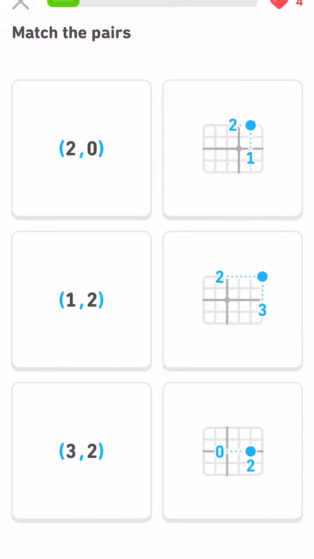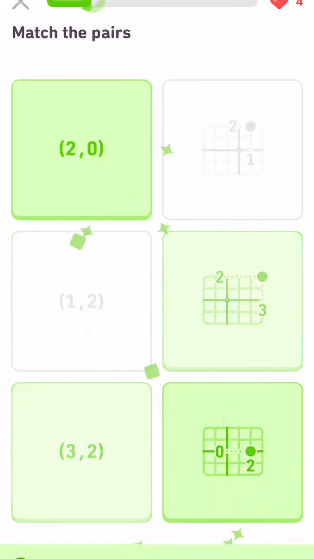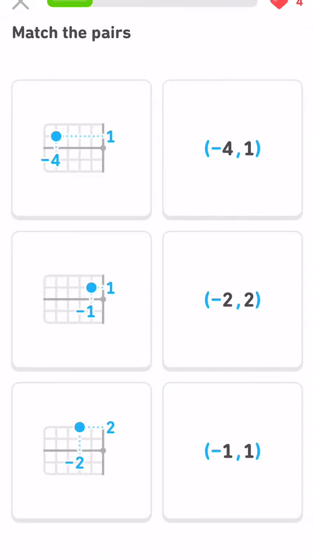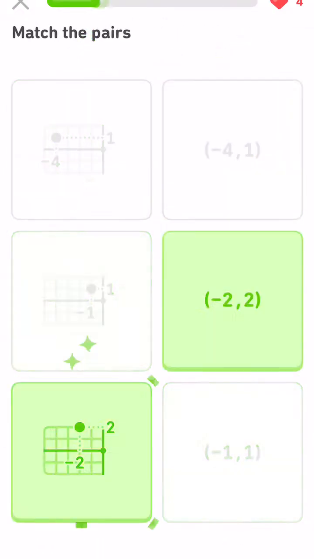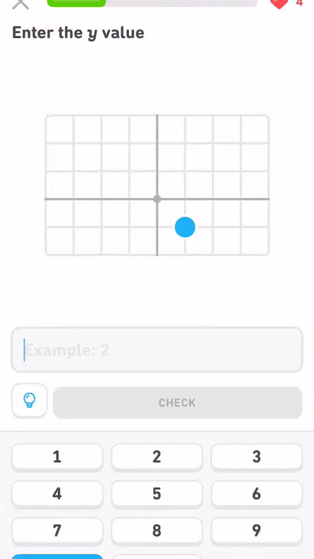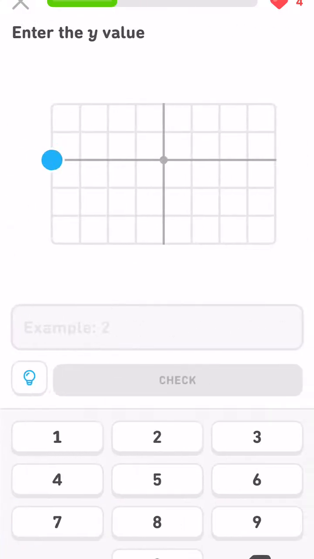We have 2, 1. Okay, there we go. 1, 2. Wait. Yeah, 1, 2. 3, 2. Boom. We have -4, 1, -1, 1, -2, 2. The y value here would be -1. The y value here, 1, 2, 3, 4. So the x would be, I don't know why these always confuse me. I think x is 0 and y is no. X is negative. Okay, y is 0. Yeah, there we go.